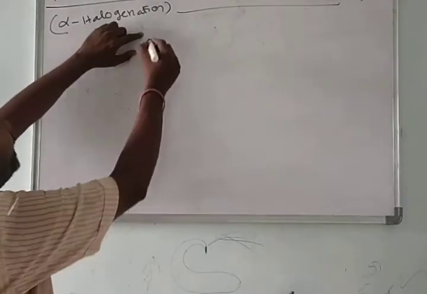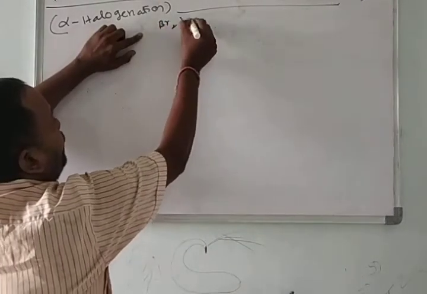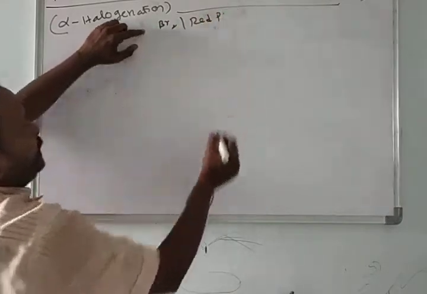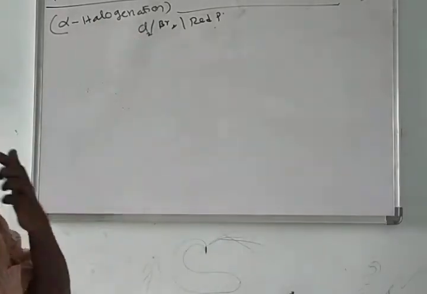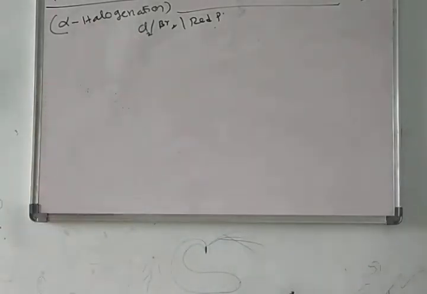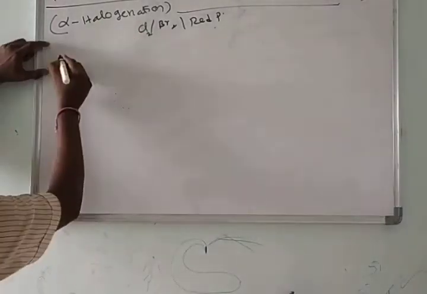What are the reagents here? Chlorine or bromine in the presence of red phosphorus. Alpha halogenation reaction is observed. What is that?